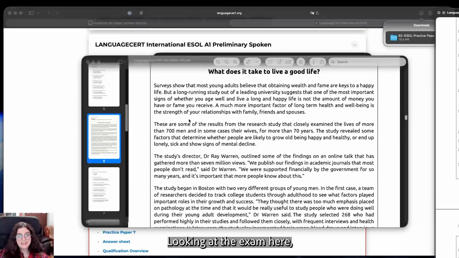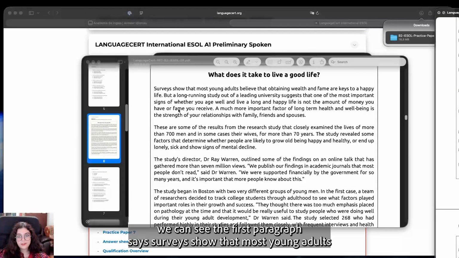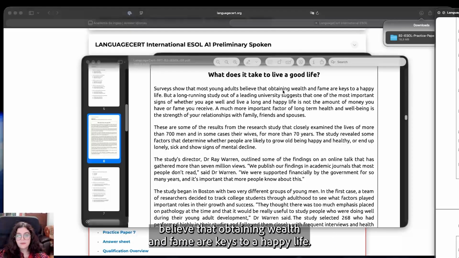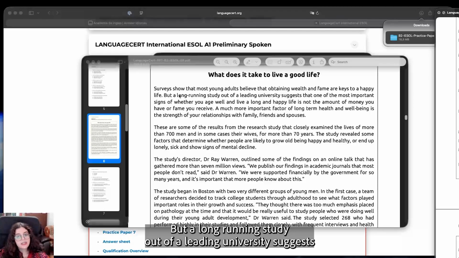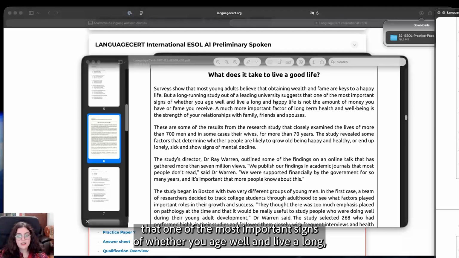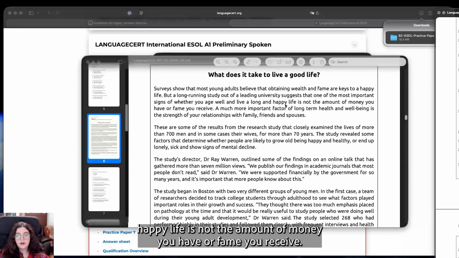Looking at the exam here, we can see the first paragraph says, "Surveys show that most young adults believe that obtaining wealth and fame are keys to a happy life, but a long-running study out of a leading university suggests that one of the most important signs of whether you age well and live a long, happy life is not the amount of money you have or fame you receive."